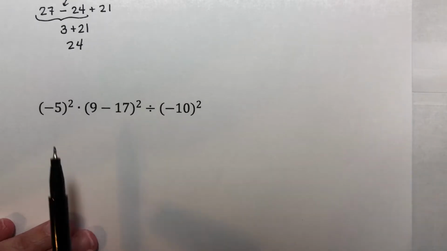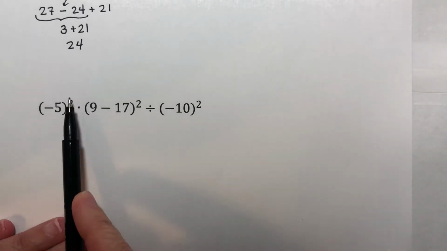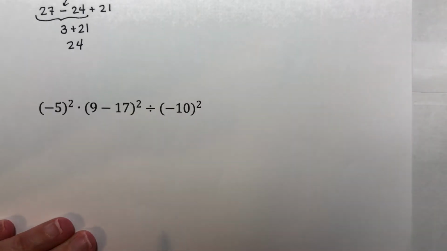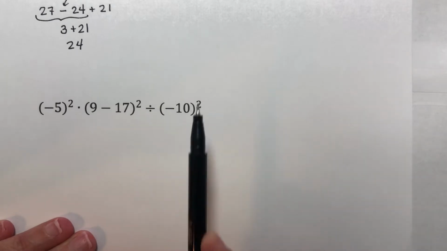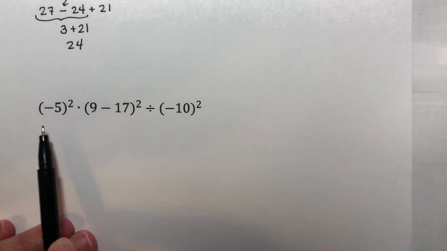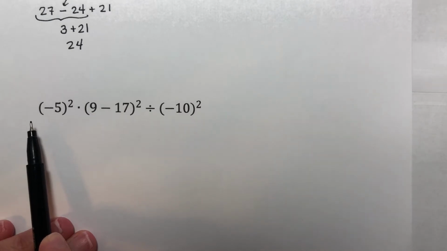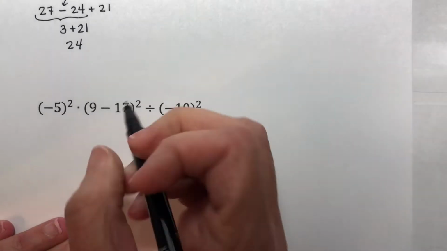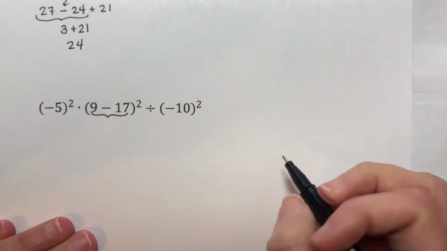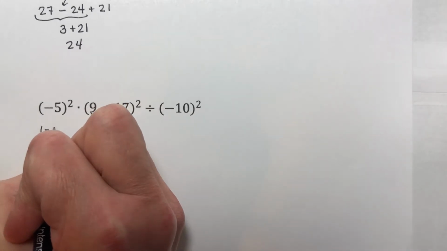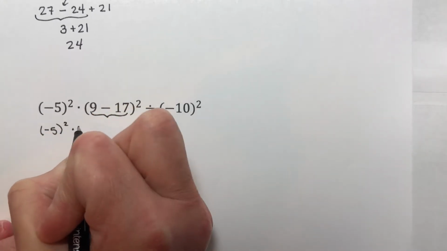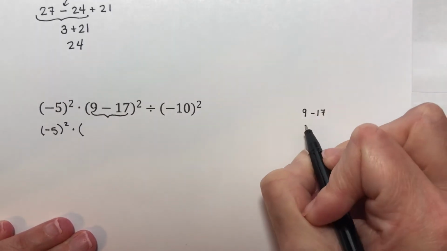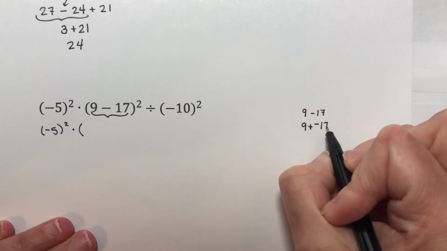Here I have -5 inside parentheses squared times 9 minus 17, and then that answer squared, divided by -10 squared. First thing we need to do is to simplify inside the parentheses if we can. And we can't simplify here or here, but we can figure out 9 minus 17. I'm going to recopy what I have that I'm not able to work with yet. Now, 9 minus 17, that's the same thing as 9 plus -17.